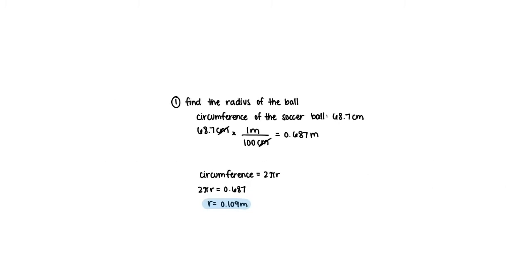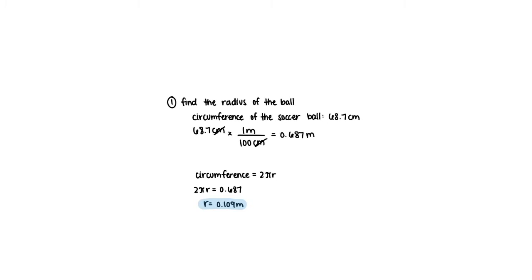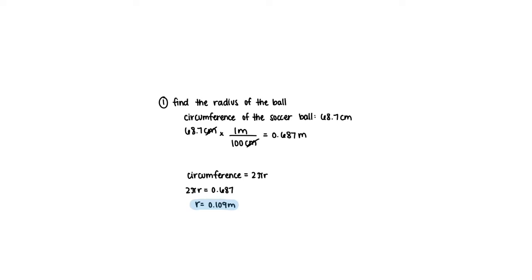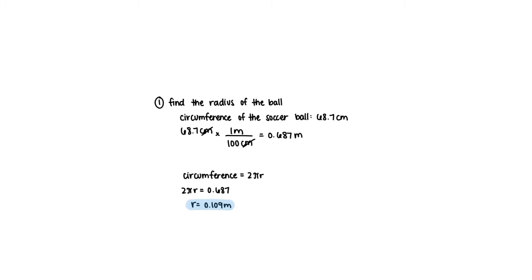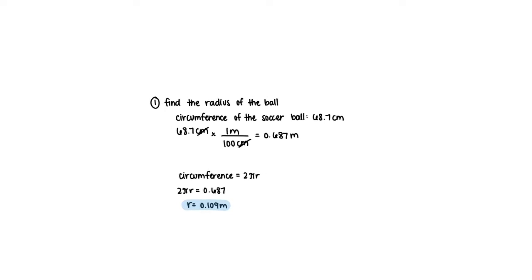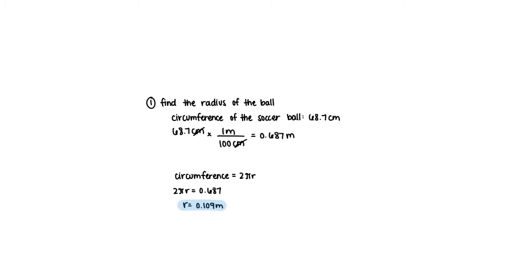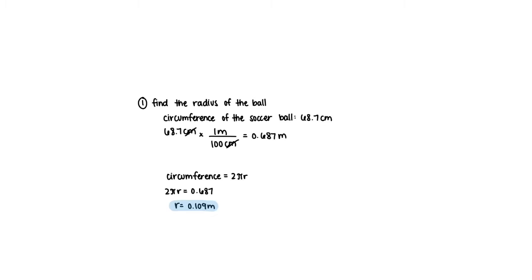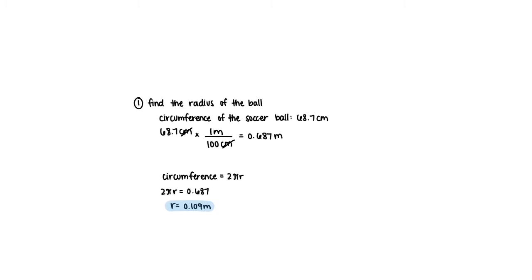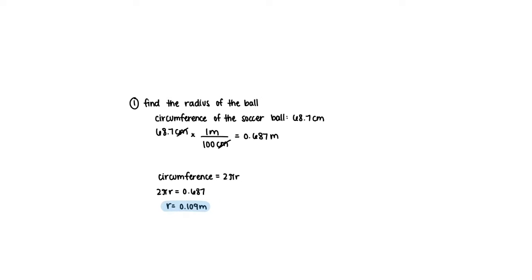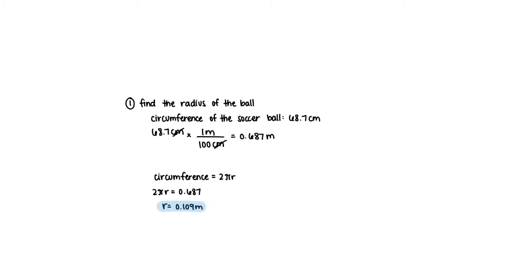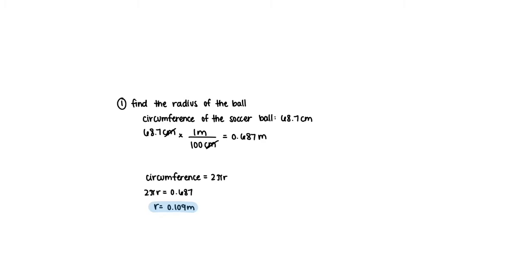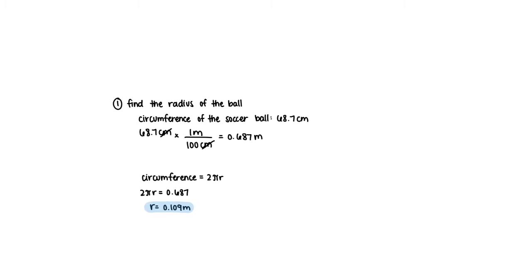Step 1 is to find the radius of the ball. Using a string, measure the circumference of the ball by wrapping it around the ball exactly once and measuring the distance of the string. The circumference of the soccer ball is 68.7 centimeters, which using dimensional analysis, you get that it's 0.687 meters. The circumference is also equal to 2 pi r, so set 0.687, or whatever the circumference is, equal to 2 pi r and solve for the radius.